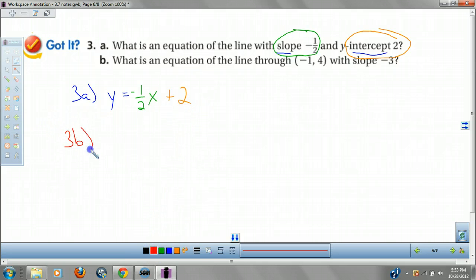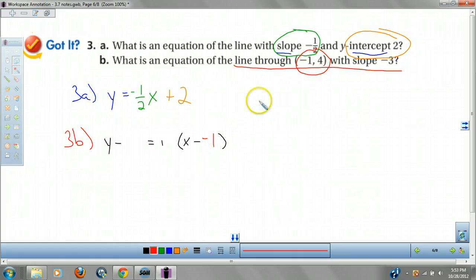Let's take a look at 3b. What's the equation of a line through point negative 1, 4 with slope of negative 3? So I have a point and a slope. I'm going to use point slope form. So I know it's going to be y minus something equals my slope times x minus something, right? Well, I'm going to grab this point here, negative 1, 4, and plug it in. That's my x coordinate. So it's x minus negative 1. I'm going to plug this 4 into here. Y minus 4.